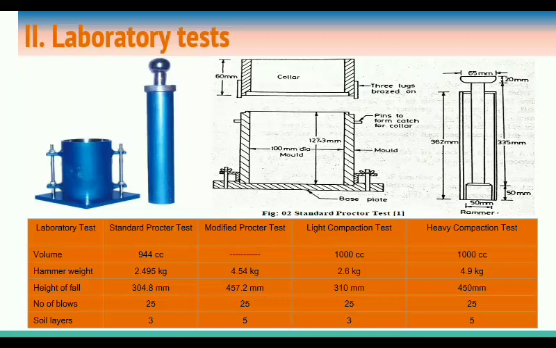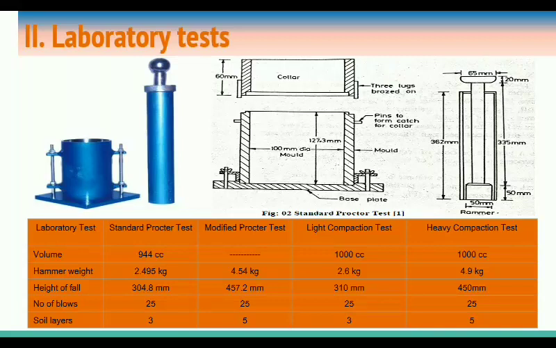So after some modification, that test was called a modified Proctor test, in which you can see that the weight of the hammer and the height of fall are changed, meaning we are giving high energy. So here the compacting effort is increased in the case of the modified Proctor test. So the light compaction test and the heavy compaction test are what we use in India.